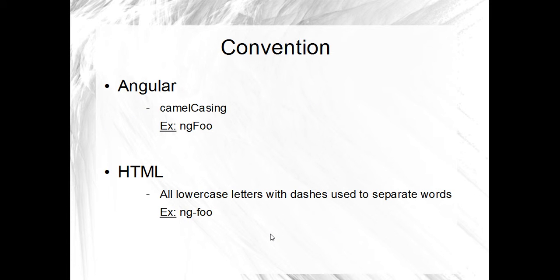So coming to the convention, in Angular, directives are actually named using camel casing. So the ng-foo, which we were actually checking before, is just for the HTML convention purpose. So in HTML, you could actually place it as ng-foo, and all lowercase letters with dashes used to separate words is the way how HTML uses it. But whereas when Angular processes it, it gets converted to the ng in small and F in caps and o again in small. So it gets converted into the camel casing form.